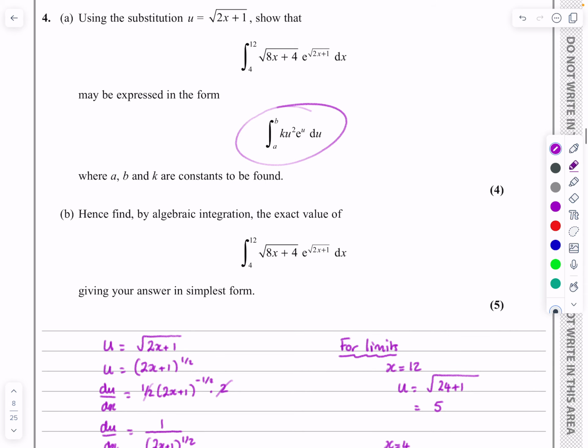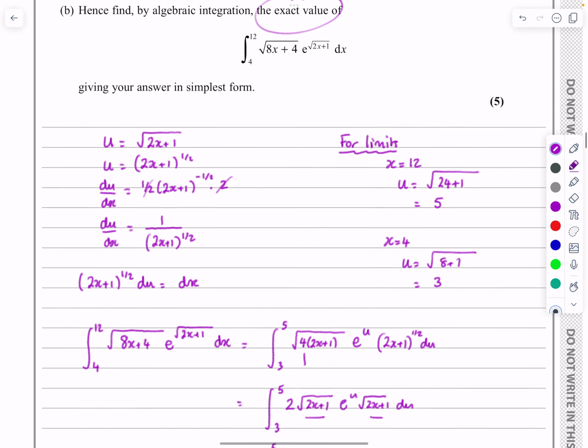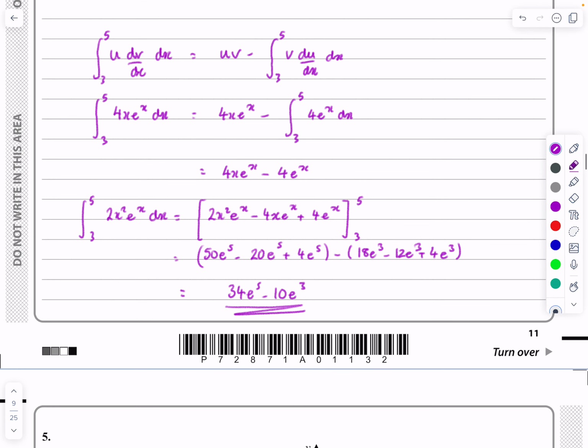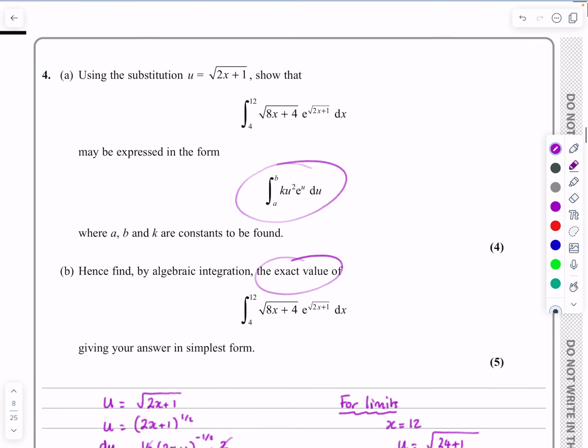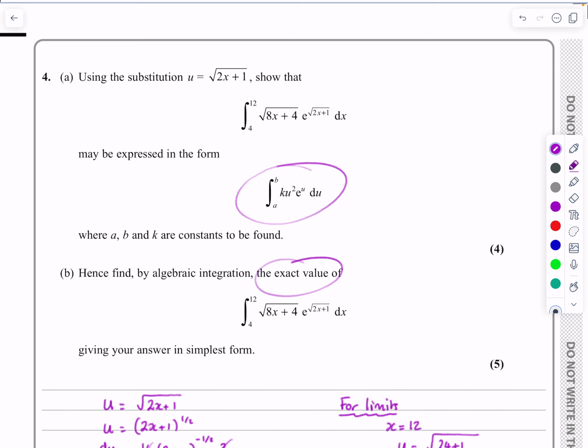I'm assuming it will just say, give the exact value and give my answer in its simplest form. Yeah, that's absolutely fine. So that's the second part of that one done. So fairly substantial integration question, just checking integration by parts and integration by substitution. But that should all really make sense to you.